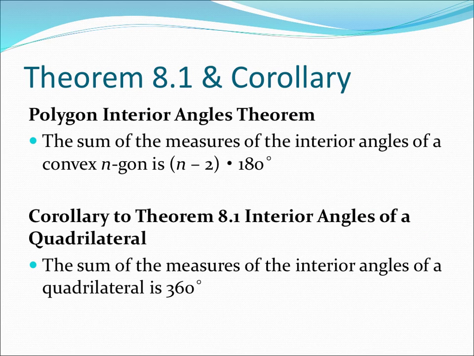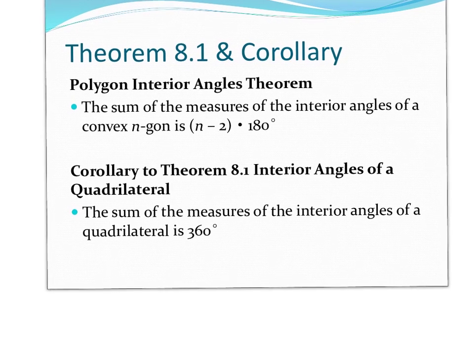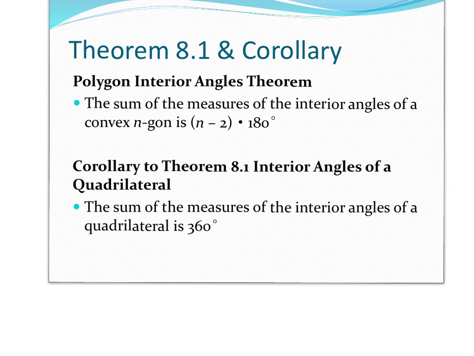These are a theorem and a corollary. Theorem 8.1 is called the Polygon Interior Angles Theorem, which says what we just discovered: the sum of the measures of the interior angles of a convex polygon is n minus 2 times 180. A corollary, which is something that can be determined from the theorem, says the sum of the measures of the interior angles of a quadrilateral is 360.